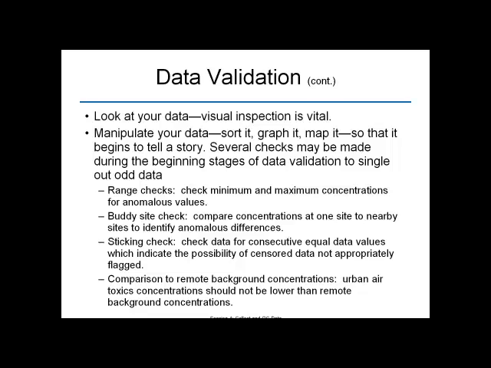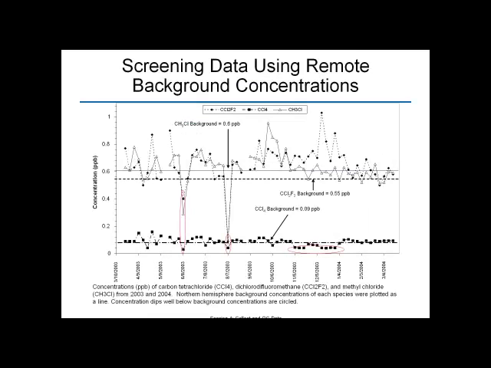So this is an example from the JTAP study, which shows three pollutants that are chlorinated hydrocarbons: dichlorodifluoromethane, CCl2F2, carbon tetrachloride, CCl4, and methyl chloride, CH3Cl. Each of those, in the year that we were looking at them, had known remote background concentrations. And by remote, I mean somewhere out in the Pacific Ocean or somewhere very uninfluenced by anthropogenic emissions of pollutants. These are pollutants that have long atmospheric lifetimes and they're well mixed in the atmosphere.